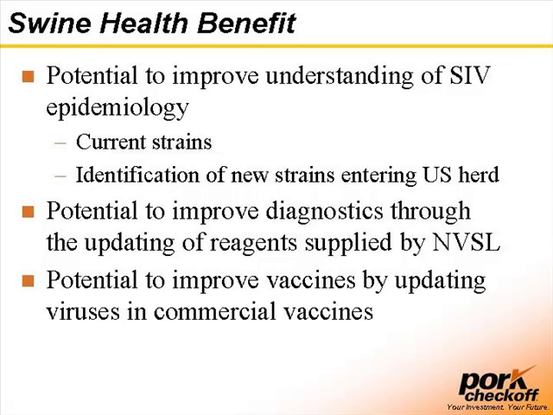We sold this to our swine health committee, and it was a pretty easy sell. Well, there was a lot of discussion, but it was still a pretty easy sell. What we looked at as the benefit for swine health was the potential to improve understanding of the epidemiology of SIV, our current strains, and looking at any new strains entering the U.S. herd. We had the potential to improve diagnostics through updating reagents supplied by NVSL, and to improve vaccines by updating viruses in commercial vaccines. And we have the potential to share technologies and learnings between human and veterinary channels. And I think that's something that we're still going on.